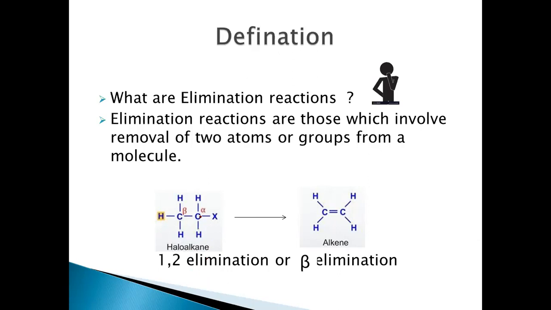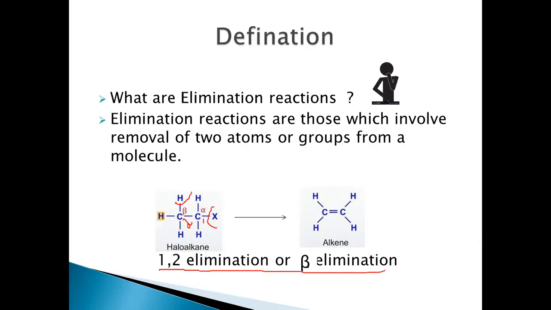The groups or atoms are removed from, let's name these 1 and 2, the C1 and C2 carbon atoms. Here from the C1, this halide group, that is X, is removed, and from the C2 carbon atom, this H is removed, resulting in the formation of an alkene. These are called 1-2 eliminations because the atoms or groups are removed from adjacent carbon atoms. So the reactions in which atoms or groups are removed from adjacent carbon atoms are called 1-2 eliminations or beta elimination reactions.